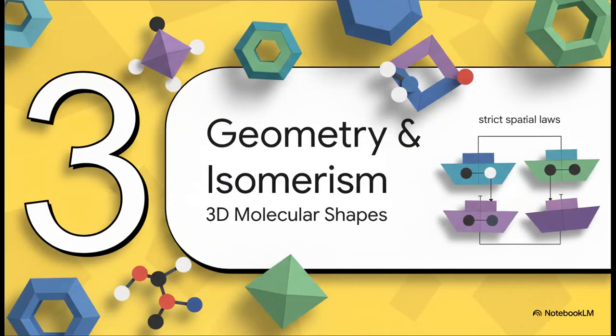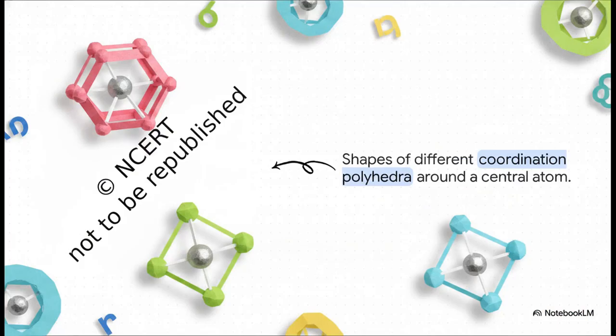Which brings us to Section 3, Geometry and Molecular Isomerism. You see, these docked ships, they don't just attach wherever they want. They follow really strict spatial laws. Depending on the coordination number, which is just the total number of ligand connections, the complex forms a specific 3D shape, known as a coordination polyhedron.